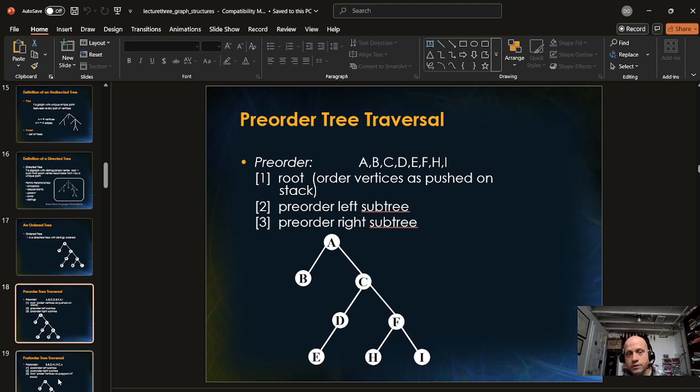Pre-order traversal: here we have a pre-order of a root. We order vertices as pushed on the stack. And we can pre-order the left tree and pre-order the right subtree. So it's interesting to note that we can leverage a stack to implement this.